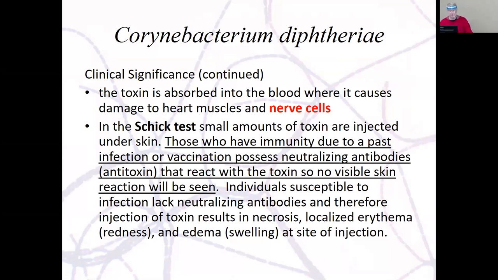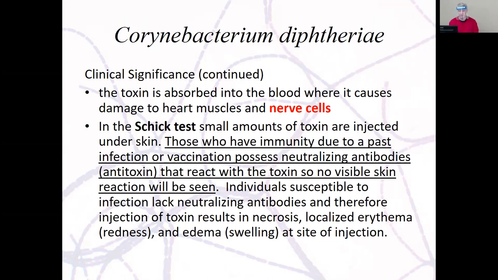And then we have another test that we could use to test for immunity, the Schick test, where we put a small amount of diphtheria toxin under the skin, and those that have immunity due to past infections or a vaccine possess neutralizing antibodies that react with the toxin, so there's no visible skin reaction to be seen. Okay, kind of opposite from the tuberculin test, right? Tuberculin, if we've had it, we're sensitized to it, we actually react. Individuals susceptible to infection lack neutralizing antibody, and therefore the injection of the toxin results in necrosis, localized edema, or erythema at the site of injection.